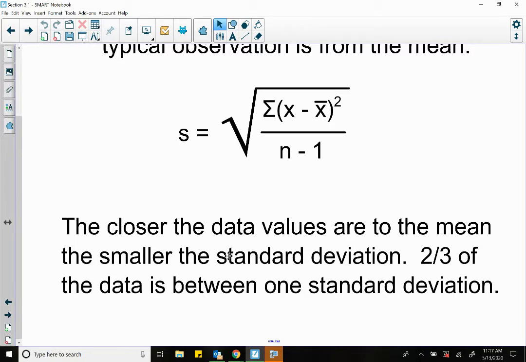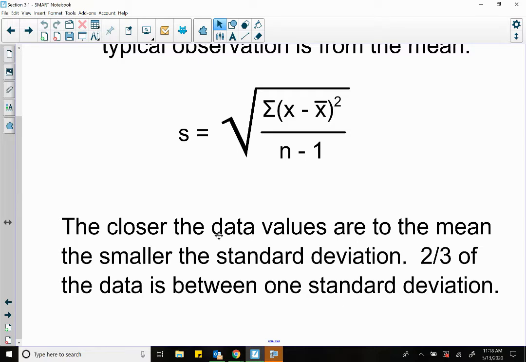The other piece is know that 2/3 of your data is between one standard deviation. So 66% of your data is between one standard deviation. Again, I'm going to illustrate this here in just a second.